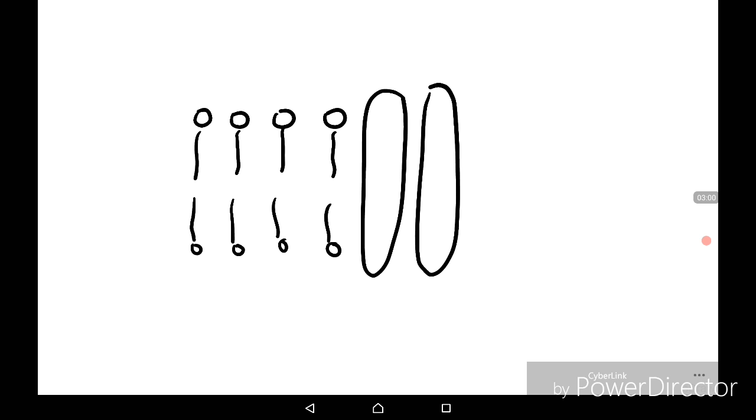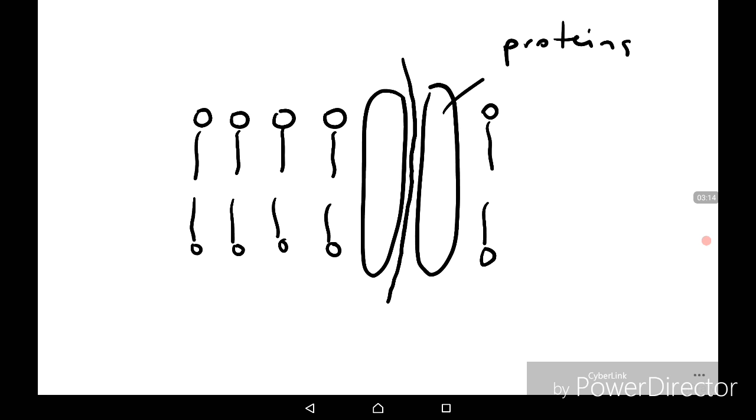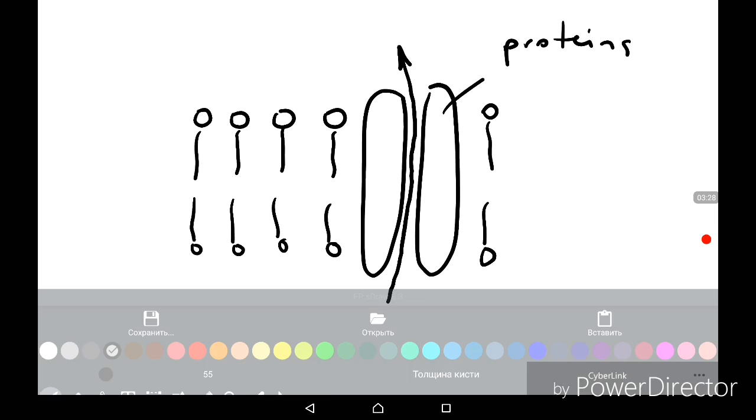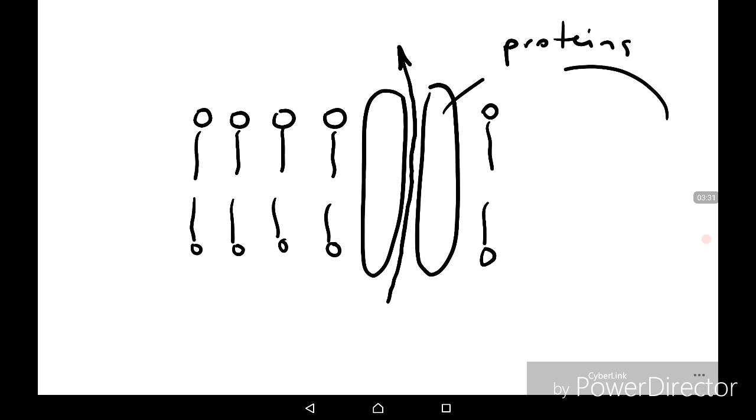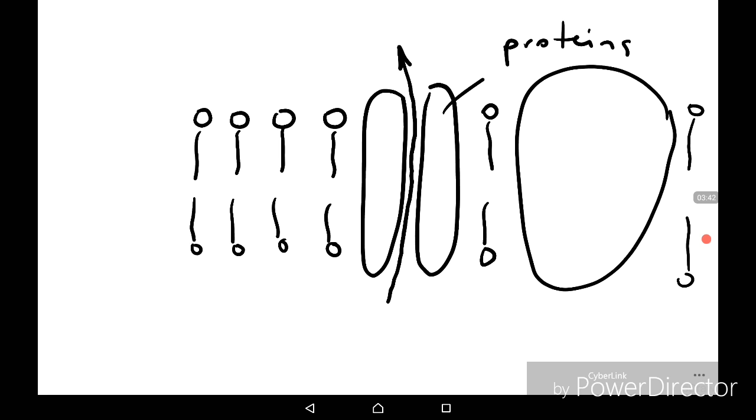For example, ion channels. They have a channel inside that is filled with water, and therefore ions can easily pass through such ion channels. Another transport protein is called a pump. For example, the sodium-potassium pump. This pump may transport ions across the concentration gradient.